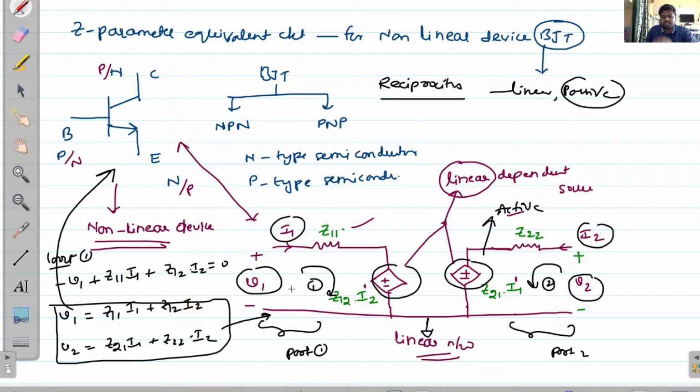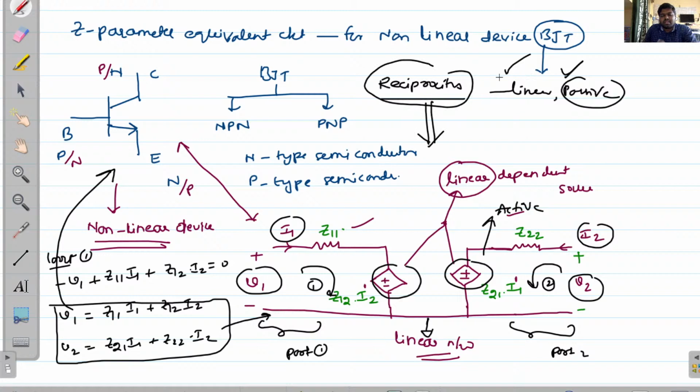If you observe this entire network, the dependent sources act as active elements, so that's why this entire network is an active network, which provides linearity. Linearity is verified, but in the passive case, this network is not passive. So in that context, reciprocity is not applicable for this particular circuit.